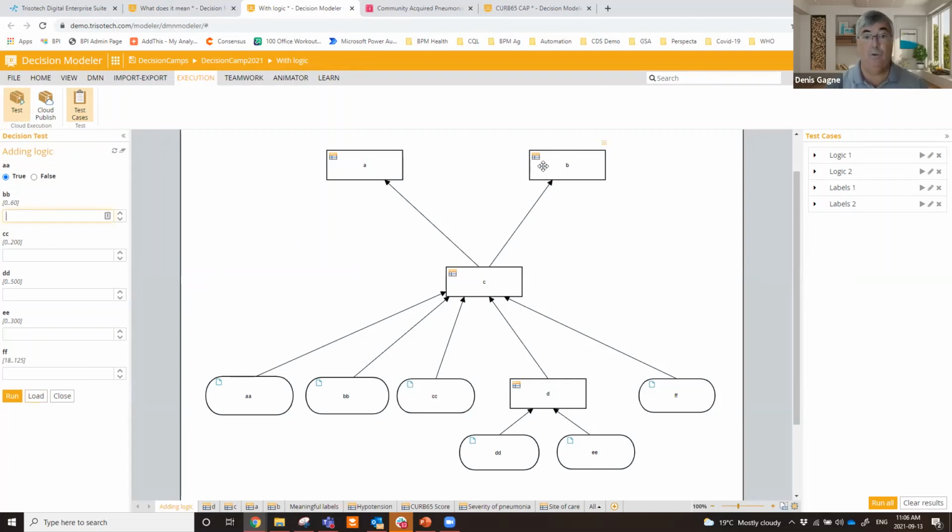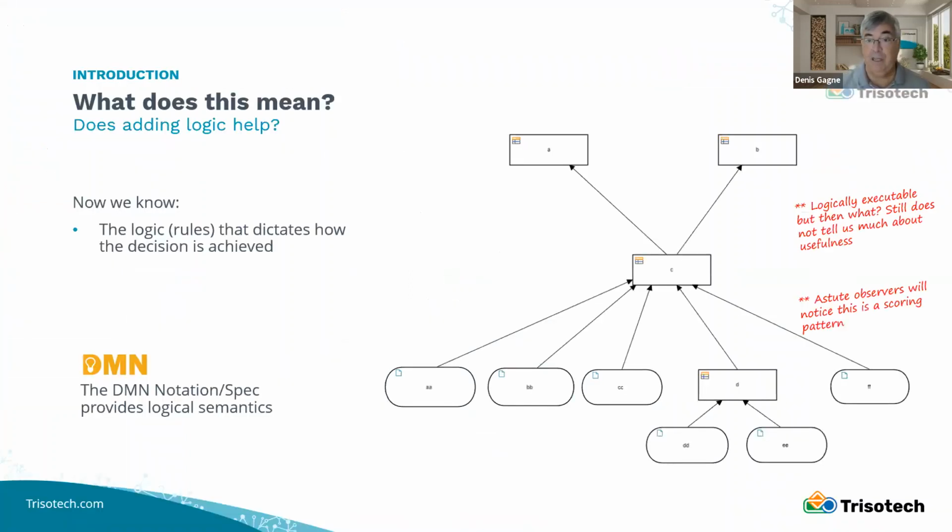So I've gained some explanation, if you want. And basically now this model is logically executable. That is, now this will semantically show a behavior based on the logic that I've provided for each of the decisions.